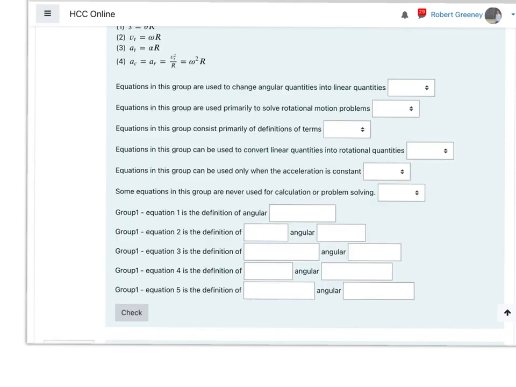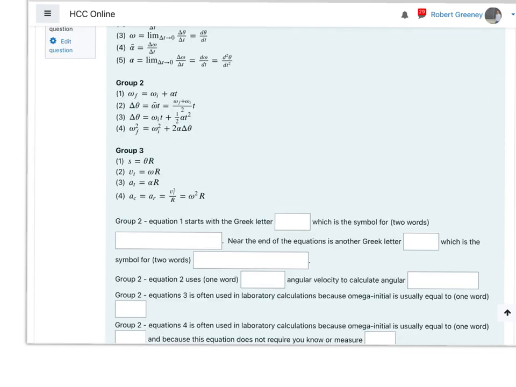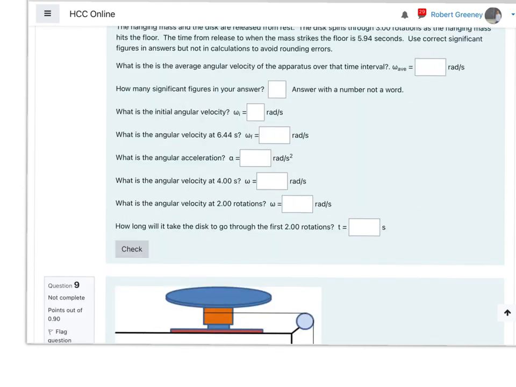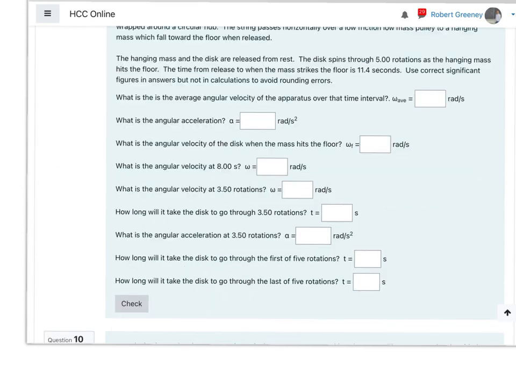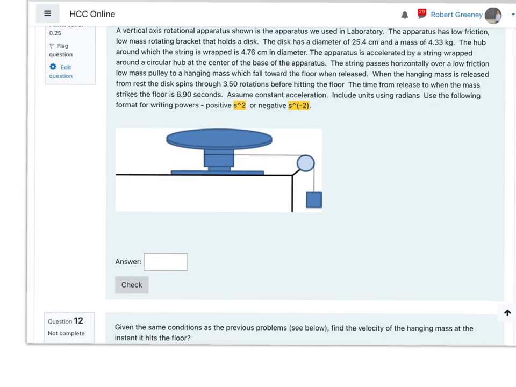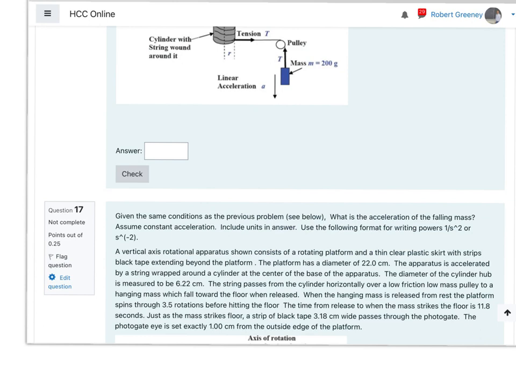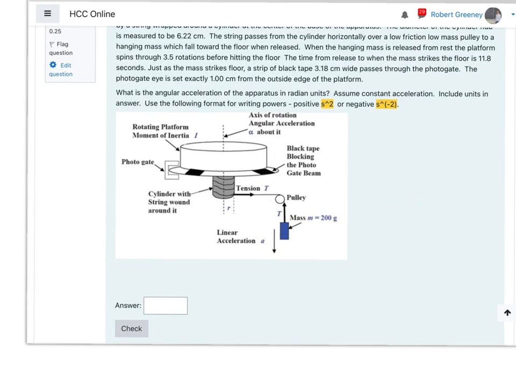After those next 6 questions, you get to the calculation problem. So you can be sure that there's going to be some kind of calculation problem involving these apparatuses. They are all pretty much the same apparatus. The only difference is this one has the skirt that goes through the photo gate. And so make sure that you've done and can do these sorts of calculation problems, knowing which equations to use.